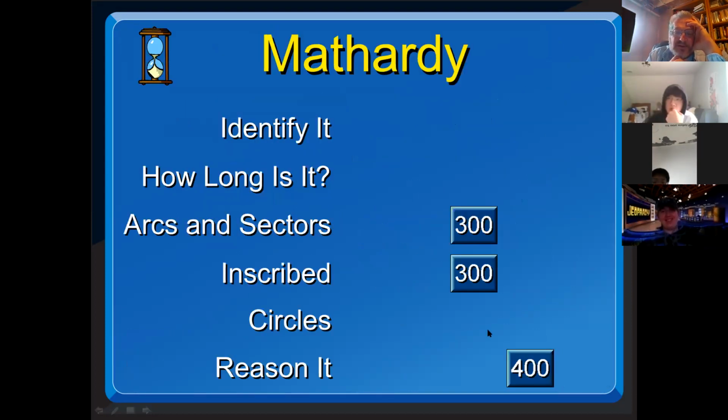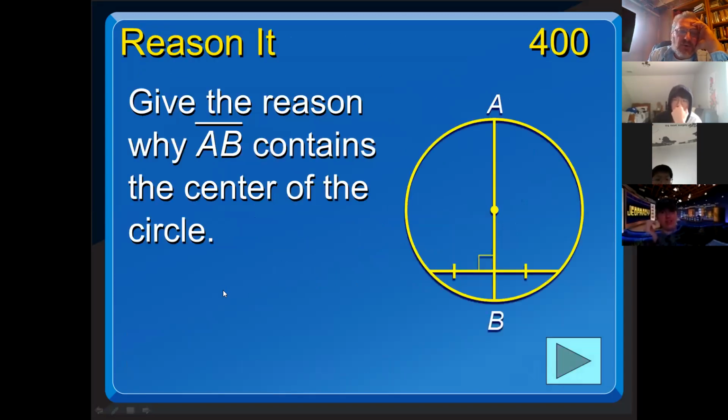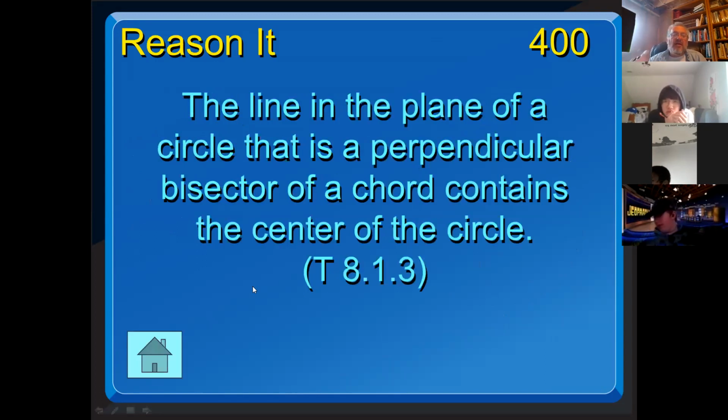Go ahead, Gavin. Reason at 400. Give the reason why segment AB contains the center of the circle. In a plane, a line that is a perpendicular bisector of a chord of a circle contains the center of the circle. Very good. 8.1.3. So getting closer.